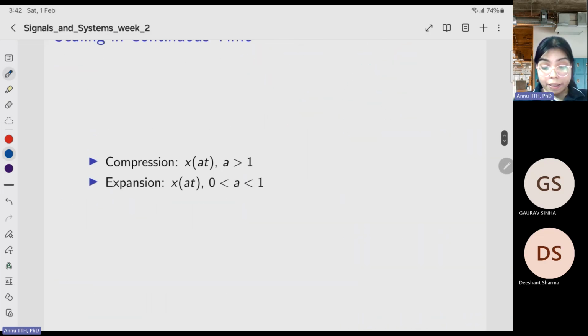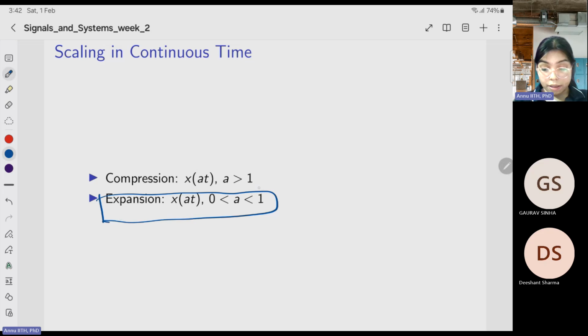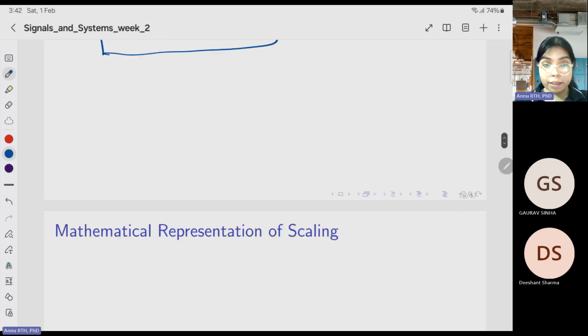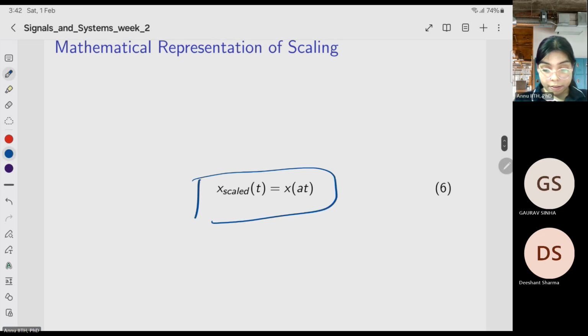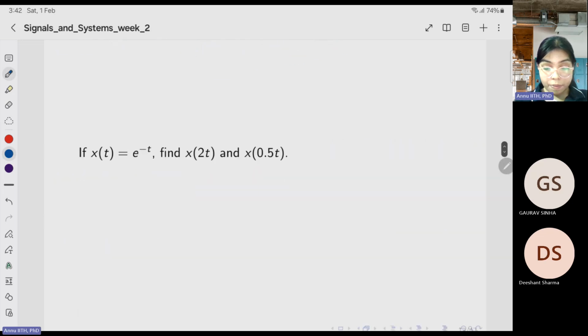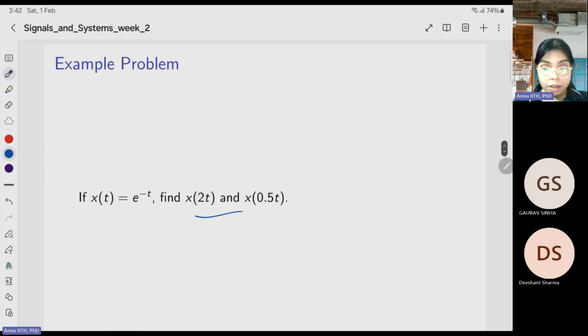So scaling in compression of time. The compression is, as I told, if A is greater than 1, and it is expansion if A is less than 1. Okay, but A should be greater than 0, obviously. And this is a scaled version. Example problems: there are some problems. We will see that in real time also. So I will show you now.